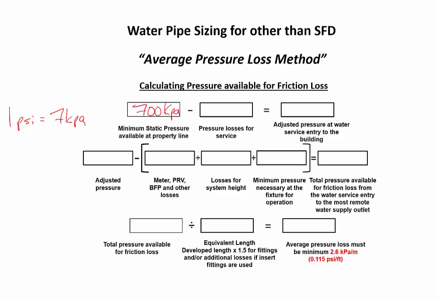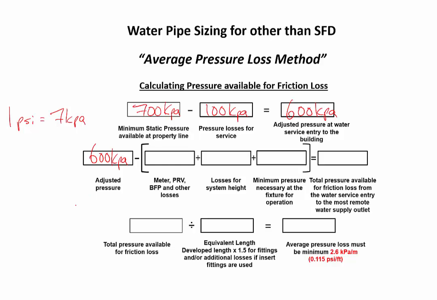And we'll just say that we're going to lose 100 kPa, grabbing a random number there, through the service. Could be a little bit of elevation loss, maybe a few fittings that we incur. So we'll say that there's 100 kPa lost and that we're able to get 600 kPa to the building, and we'll carry that down here. So our adjusted pressure, what's available to the building, is 600 kPa.